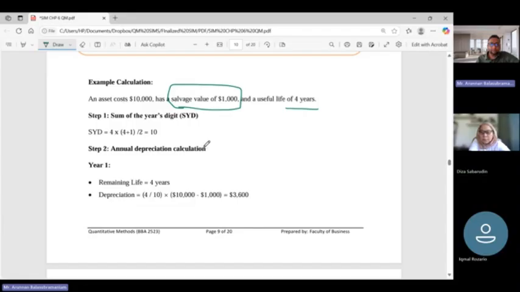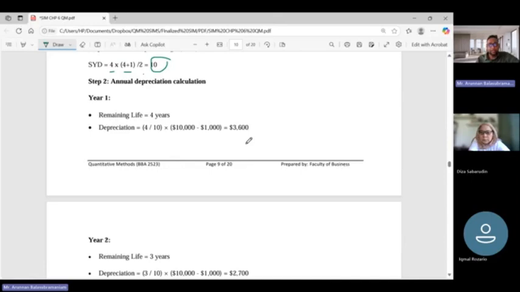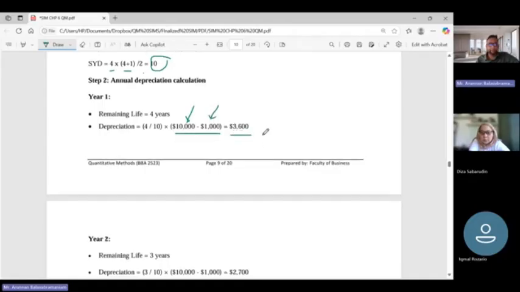So step one. We take the number of years, 4, times 4 plus 1, divided by 2. Okay, 4 plus 1 divided by 2, we get the sum of the years digits, about 10. Then you calculate the annual depreciation where remaining life is 4 years. The depreciation is 4 out of 10 times the difference between the cost of the asset and the salvage value. So you're getting about 3,600.